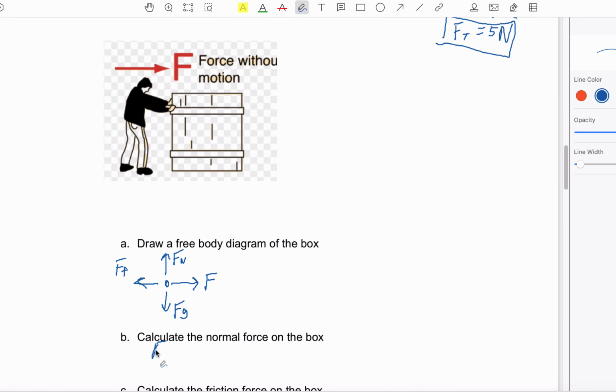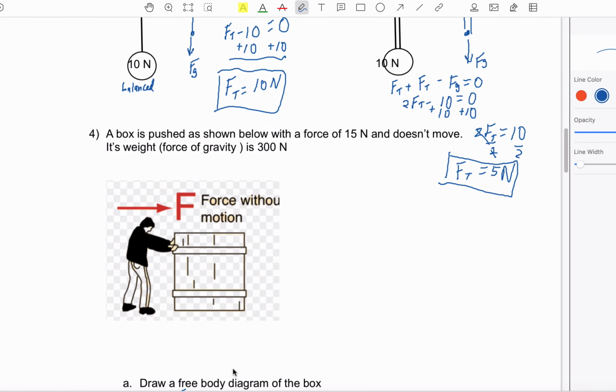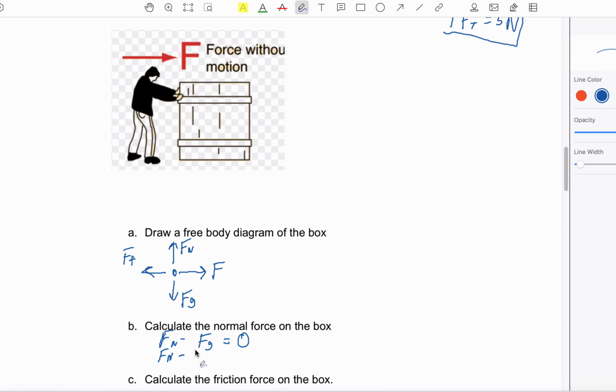It says calculate the normal force on the box. So we have Fn minus Fg, and that balances. It equals 0. We know that. It's balanced vertically because it doesn't accelerate in the vertical direction. It's completely motionless in the vertical direction. So we have Fn minus, now are we given a weight for the box? We are, 300 newtons, and that equals 0. So we're going to get that the normal force is 300 newtons.